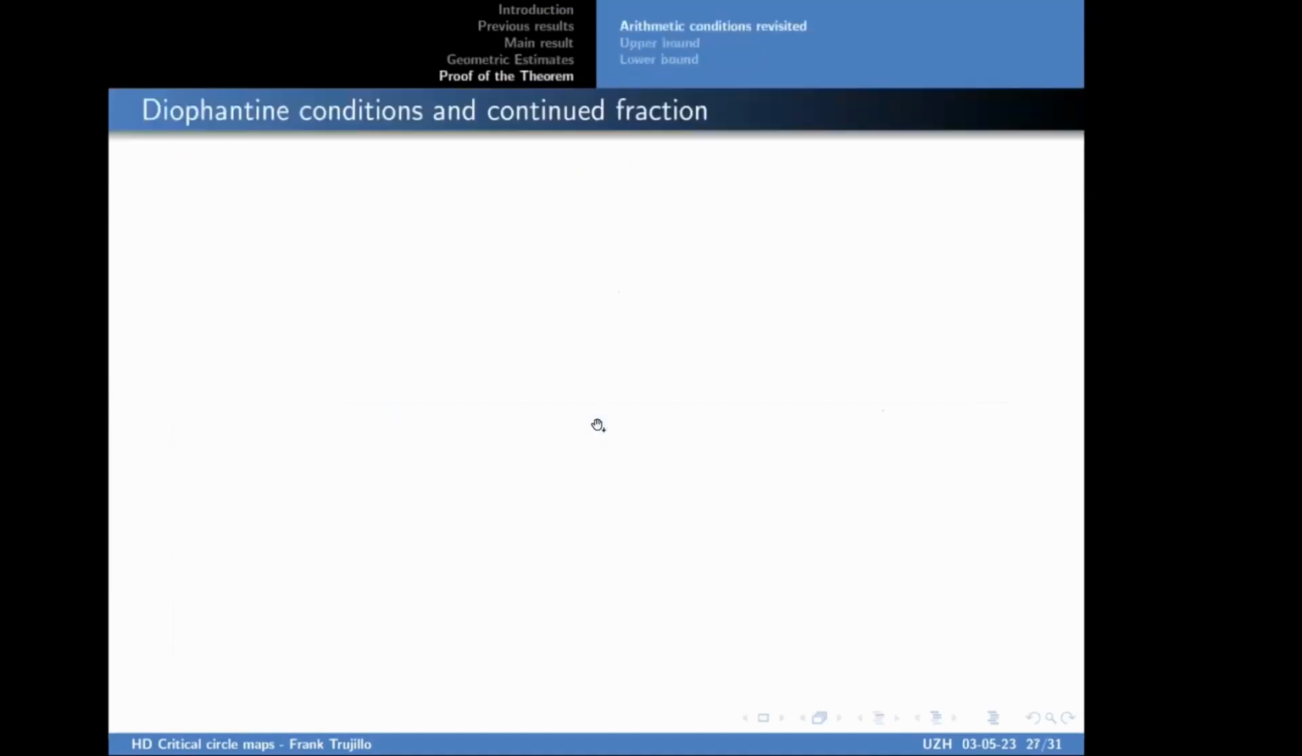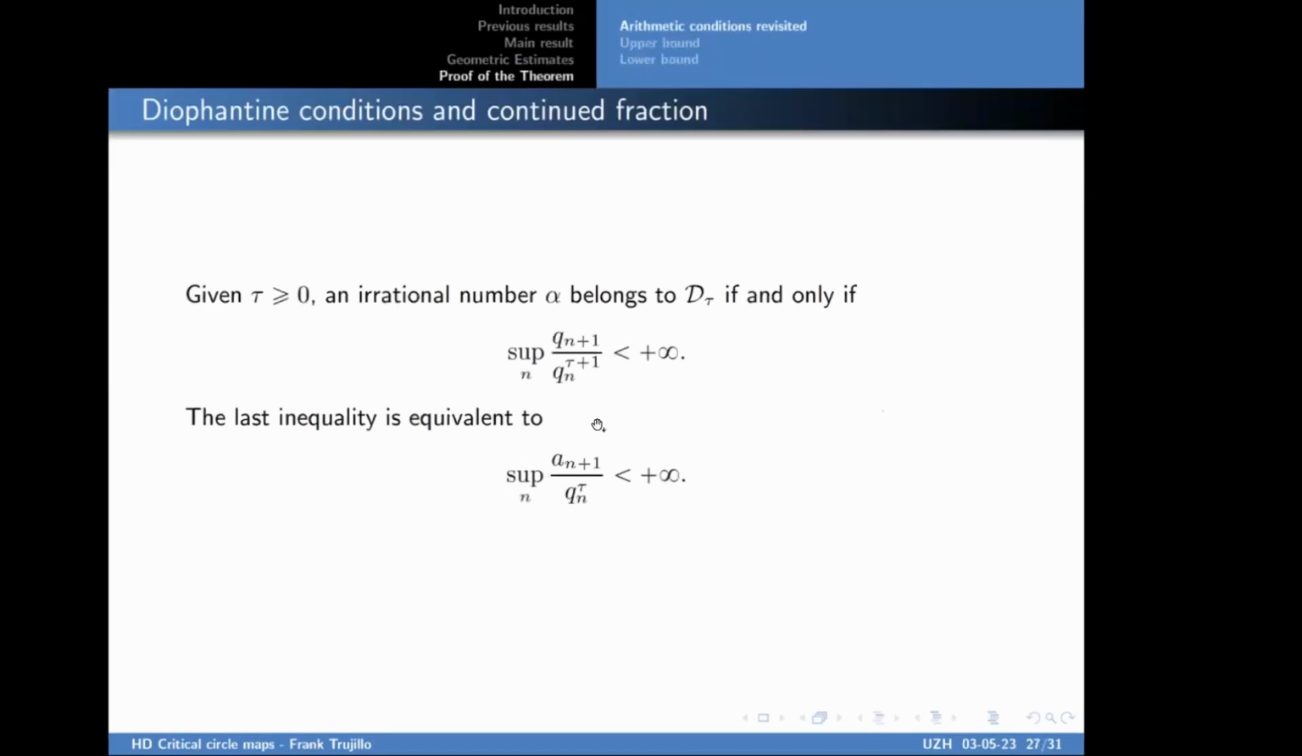So how does the proof go? Well, first, you restate the Diophantine properties using continued fractions. It turns out that Diophantine properties are very closely related to continued fractions, and basically it tells you that you are Diophantine if you get some control on the possible growth of your continued fraction. If you don't get some control of this kind, you are Liouville.